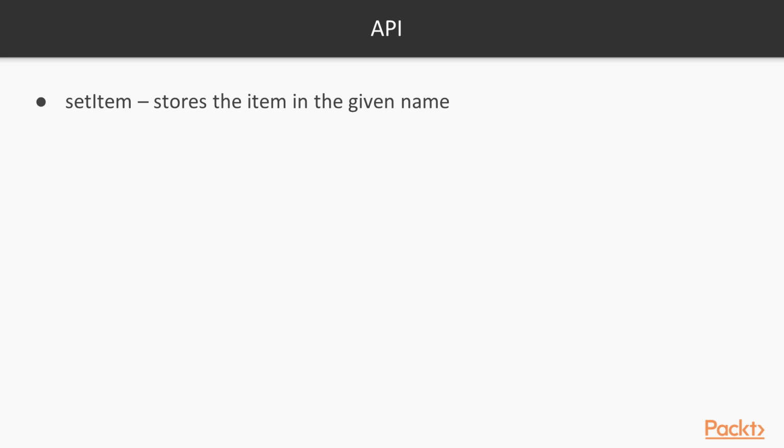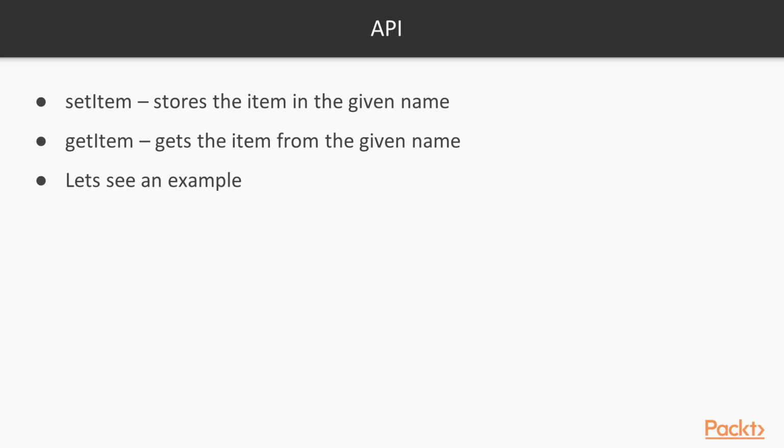The list of APIs that local storage exposes is two things. One is setItem, which allows you to store an item under a given name. The other one is just the opposite of it, called getItem, which allows you to get the item from the given name. We'll talk about what this given name is all about by seeing a little bit of example.